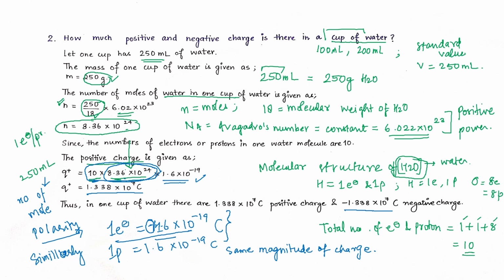Okay, now what is the difference? The magnitude is the same for both. Let this be for the proton and this for the electron. The magnitude is the same, that is 1.338 into 10 to the power 7 coulombs. But where is the difference? The difference is in the polarity. The sign given for the electron is negative, whereas the sign given for the proton is positive in nature. Okay, so here ends our question.